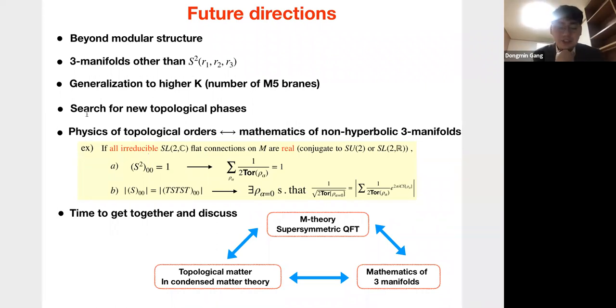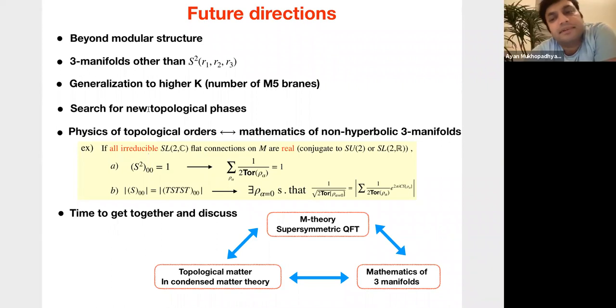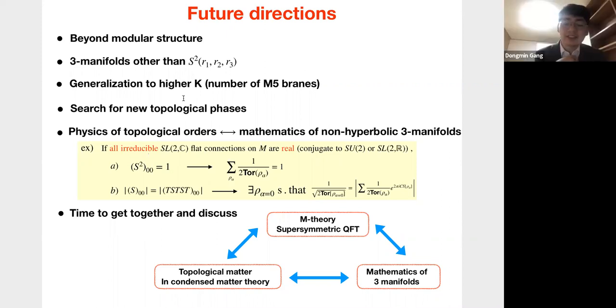Using this geometric construction, we may try to search for new topological phases which have not been studied by people, just scanning over three manifolds. We can relate the physics of topological phases to the mathematics of three manifolds, a very interesting relation. We try to relate these: three manifold theory, supersymmetric gauge field theory, topological phases, and the mathematics of three manifolds. It is very difficult to be an expert on all these topics, so maybe we need other collaborators to help us study this topic more carefully.